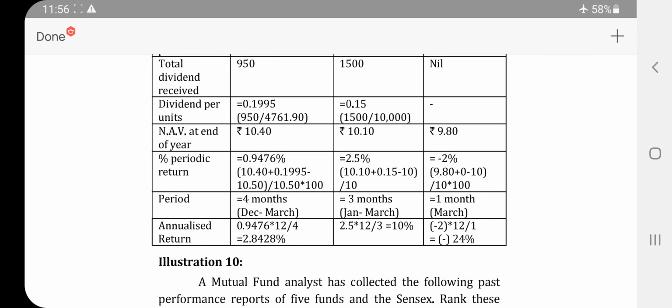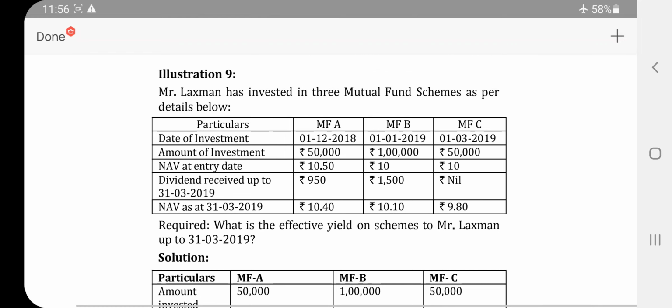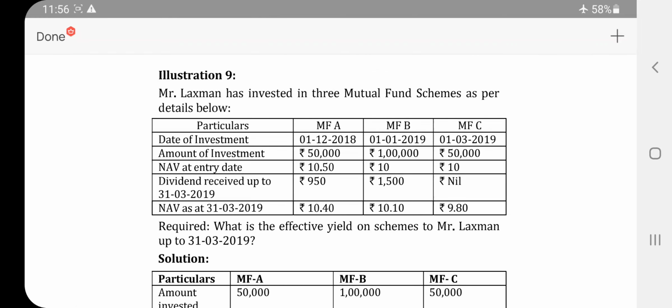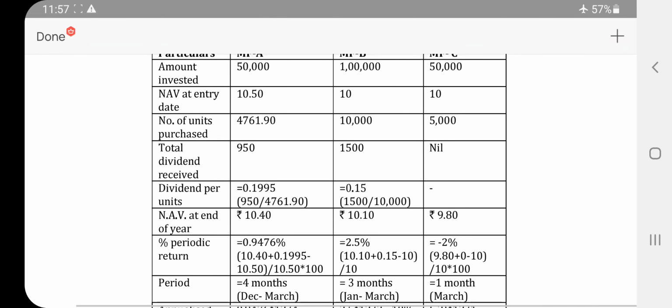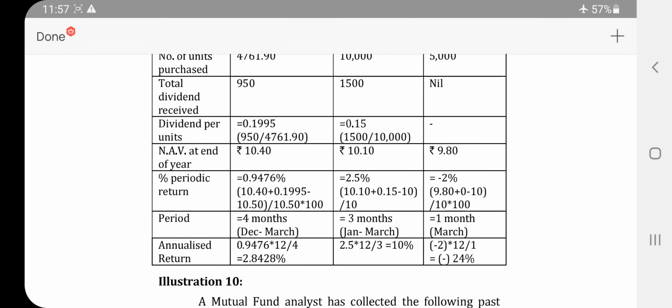And what about mutual fund B? The date of investment is 1/1/2019, isn't it? From 1/1/2019 to 31st March 2019, the full months January, Feb and March, so a total 3 month period for mutual fund B. And what about mutual fund C? 1/3/2019. The complete March month you need to take, only 1 month. So the periods will be 4 months, 3 months and 1 month respectively for the different mutual fund schemes.